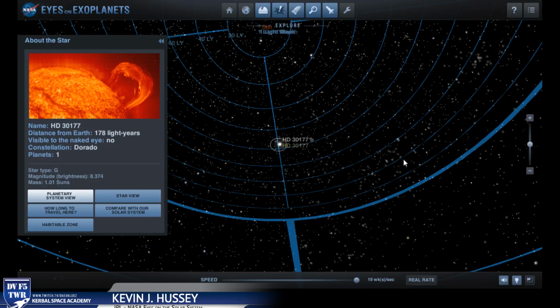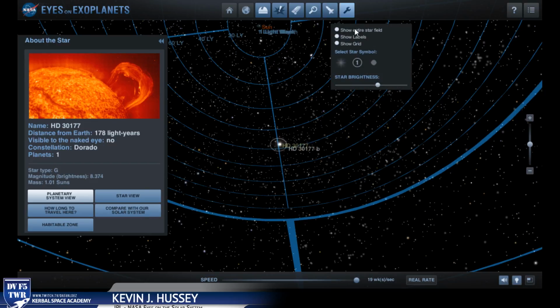But the grid. Okay, my bad. That's all right. And then you can go to brightness. Sometimes, for example, this software is now in the Air and Space Museum. There's a kiosk there that has the software. And at different museums, depending on the ambient light, you may want to change the brightness of the stars.